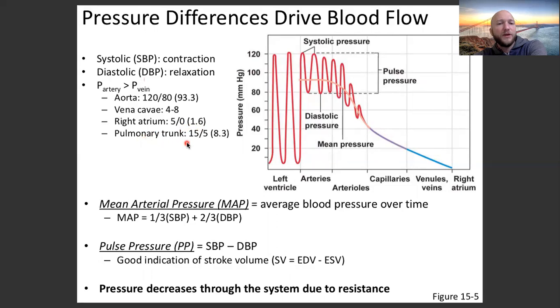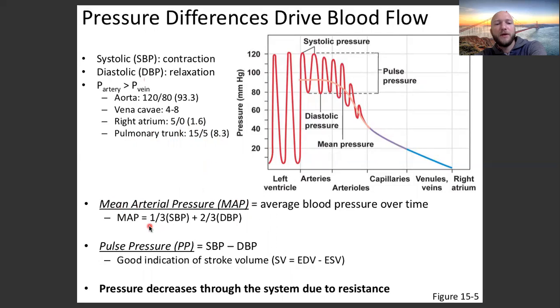The pulmonary trunk, so the pulmonary artery, fluctuates between 15 and 5, with an average of about 8.3. MAP, mean arterial blood pressure, is the average blood pressure over time. At rest, this is the equation.